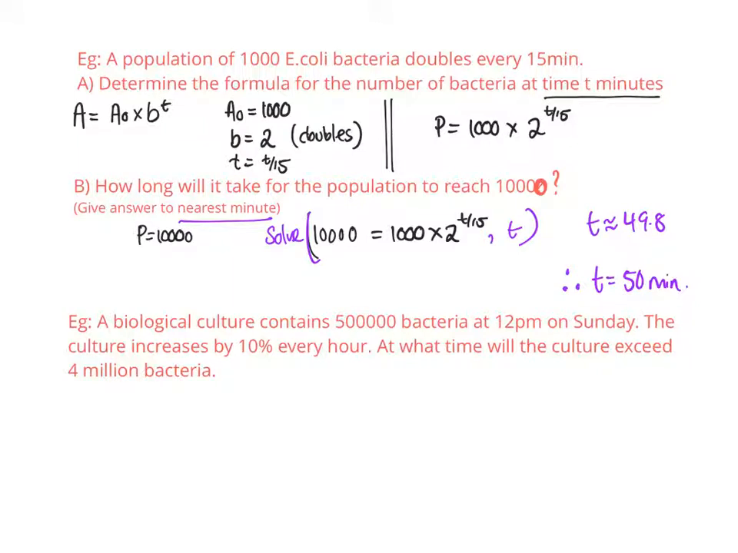Okay, so then they said a biological culture contains 500,000 bacteria at 12 p.m. on Sunday. The culture increases by 10% every hour. What time will the culture exceed 4 million bacteria? All right, so we need to work out the formula. We can see that it's increasing by an amount every time, so it increases 10% every time. So that is like an exponential.